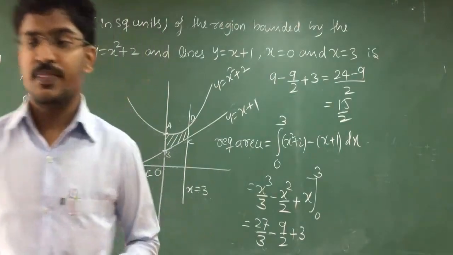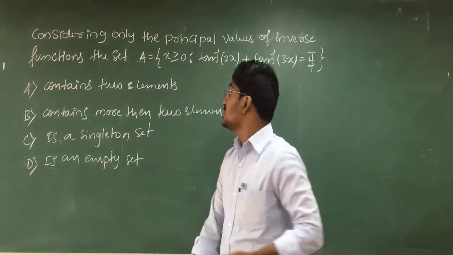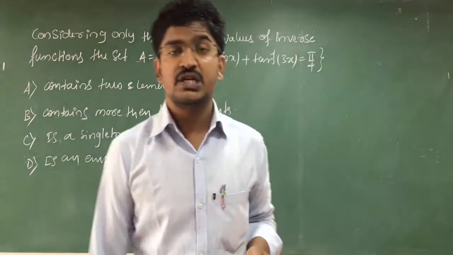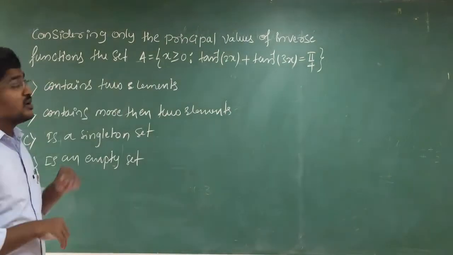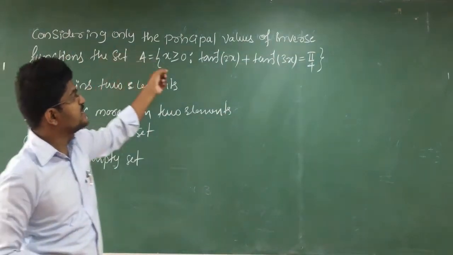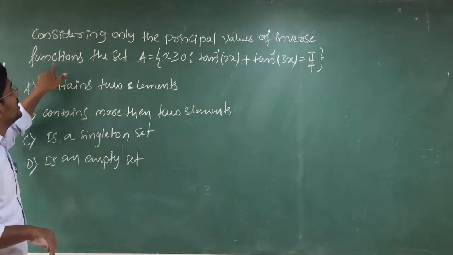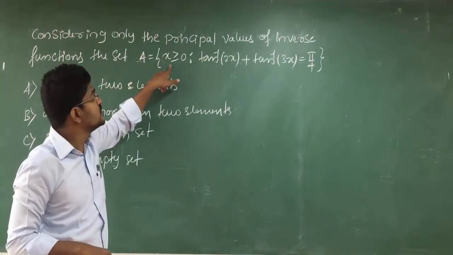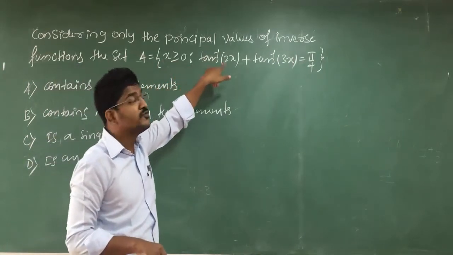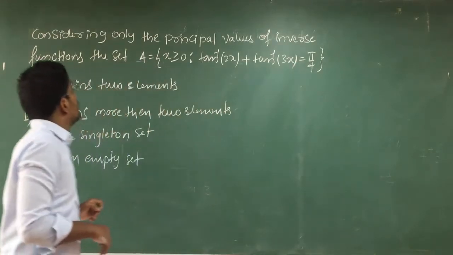Okay students. So now let us go for the next question, that is from inverse trigonometric functions. Clear? So here, considering only the principal values of inverse functions, the set A equal to x greater than or equal to 0 such that tan inverse of 2x plus tan inverse of 3x equal to pi by 4.